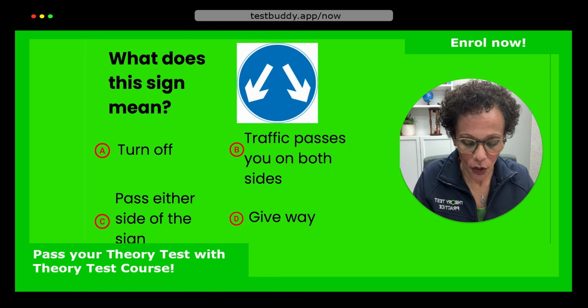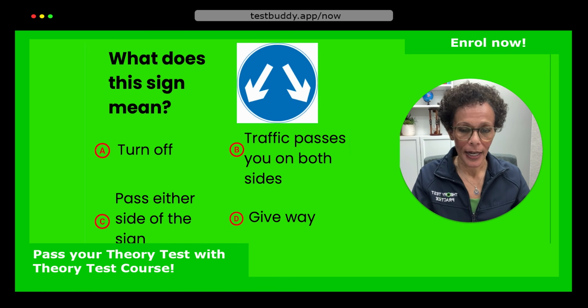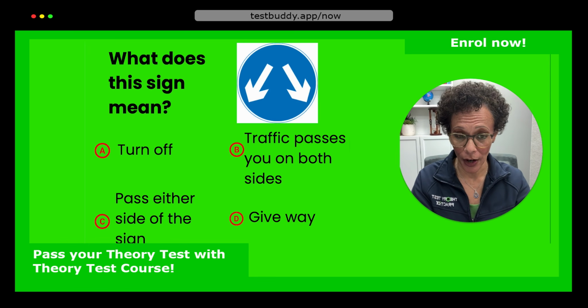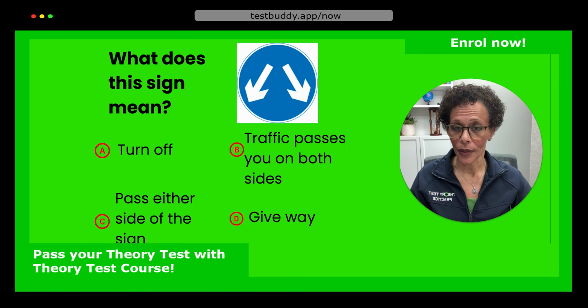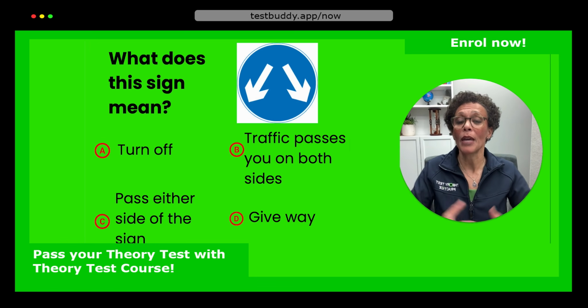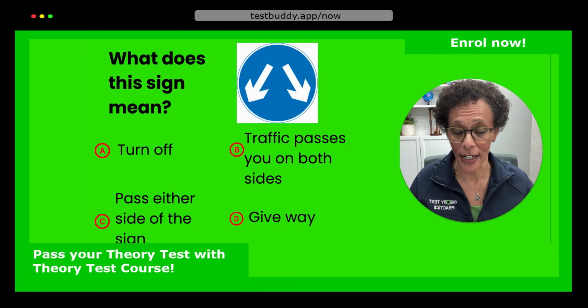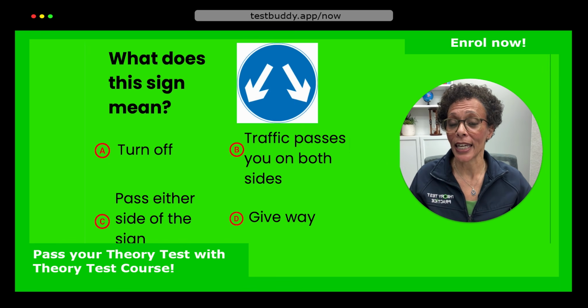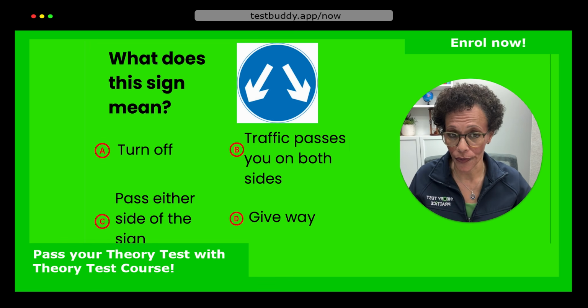Next question, what does this sign mean? Turn off, traffic passes you on both sides, pass either side of the sign, or give way. Do you know the answer? If you can remember the shapes and the colours of road signs, they become so much easier to read. This is a circle. All circle-shaped signs give orders. So it's telling you what you must or must not do.